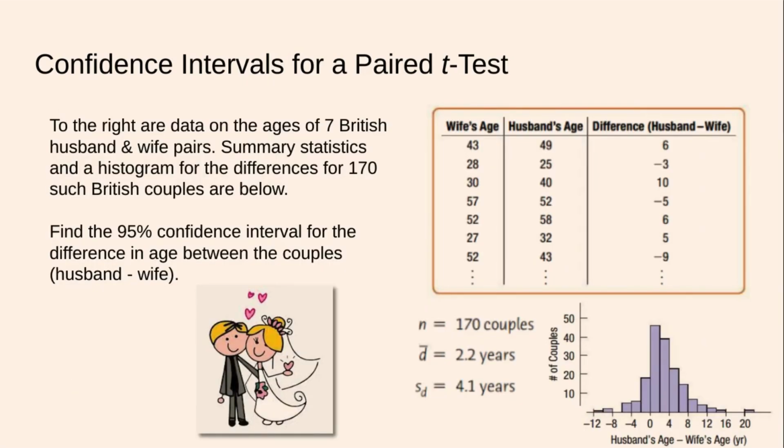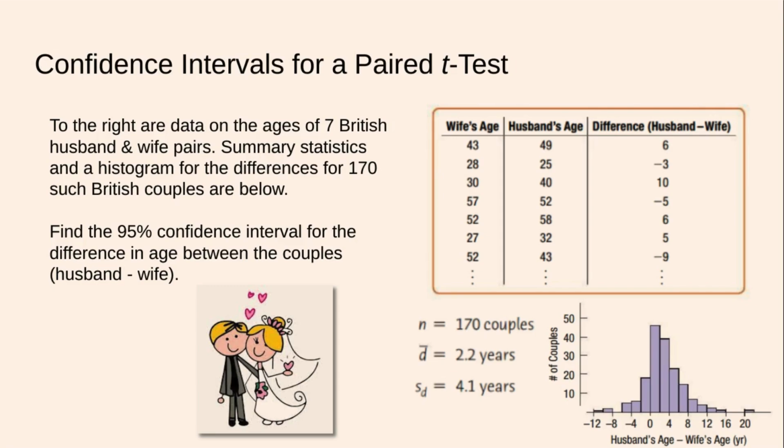So, to the right are data on the ages of 7 British husband and wife pairs. So 14 total people, but 7 pairs. So our sample size in the end is not going to be 14, it's going to be 7. Summary statistics and a histogram for the differences for 170 such British couples are below. Again, the sample size is not going to be 340. It's going to be 170 because there are 170 pairs.